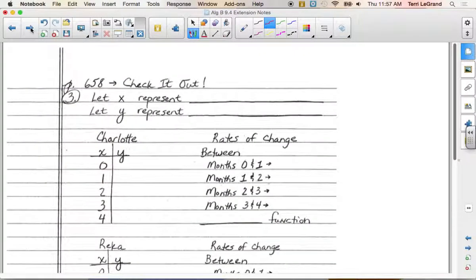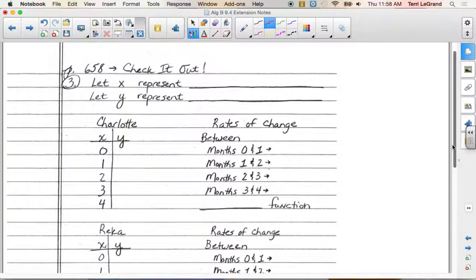Okay, let's go on to what do we have left to do? Number 3. So we're in the check it out problem in the middle of the page, number 3. Rika and Charlotte, I'm going to say it's Rika, I don't really know, but each invest $500. Each month, Charlotte's investment grows by $25, while Rika's investment grows by 5% of the previous month. Identify the function that gives each investment as linear or nonlinear, and who is earning money more quickly between month 3 and month 4.